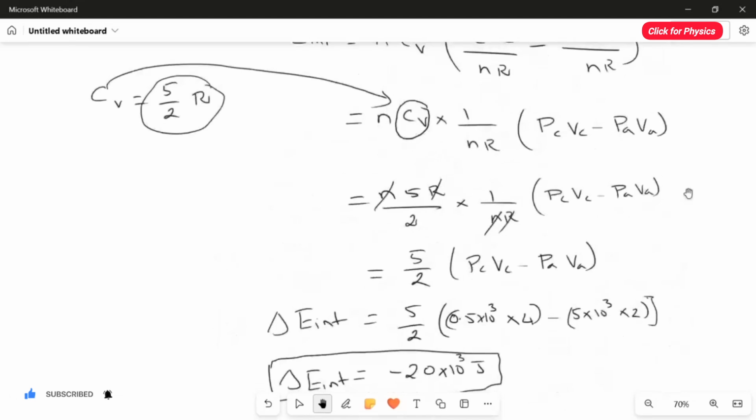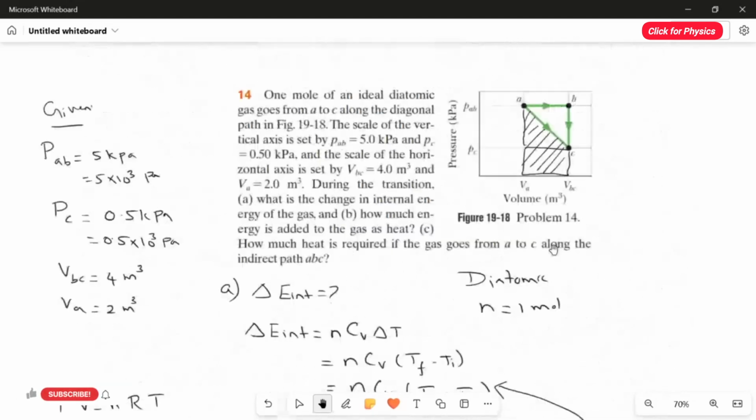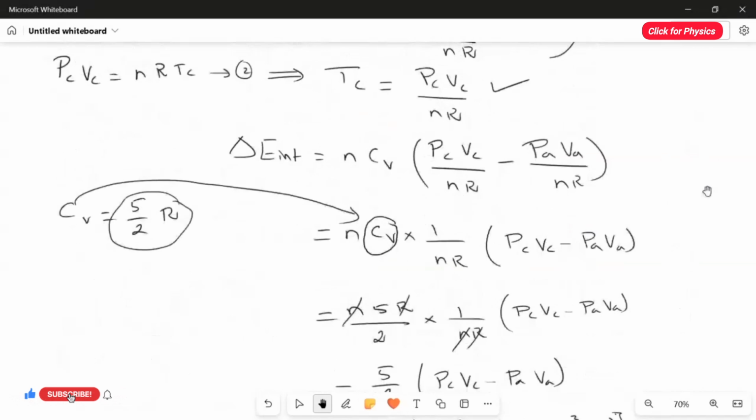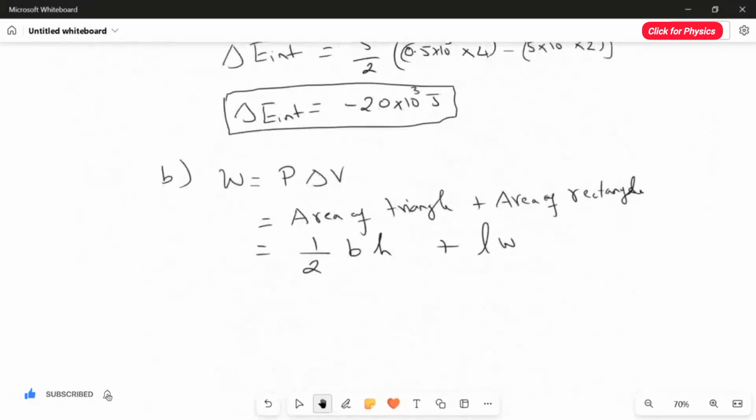So let's just go back to the figure to get the information about the base and height of the triangle. So this is the base of the triangle. This is the height of the triangle. So what is the base of the triangle? VC minus VA. So VC minus VA gives the information about the triangle base. So I can write it here: half multiplied by VC minus VA. And what is the height?